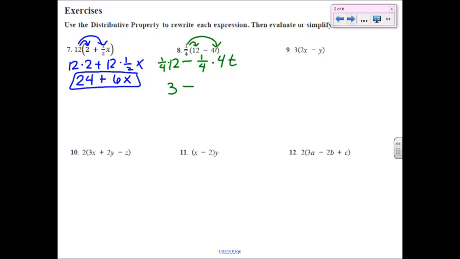And then 1/4 times 4, this is the multiplicative inverse property, because 4 can be written as 4 over 1. 1/4 and 4 over 1 are reciprocals, so I end up with 1t. And just by math conventions, I don't actually leave a number 1 in my simplified writing. If it's 1t, I just write it as t. So I would write this as 3 minus t.